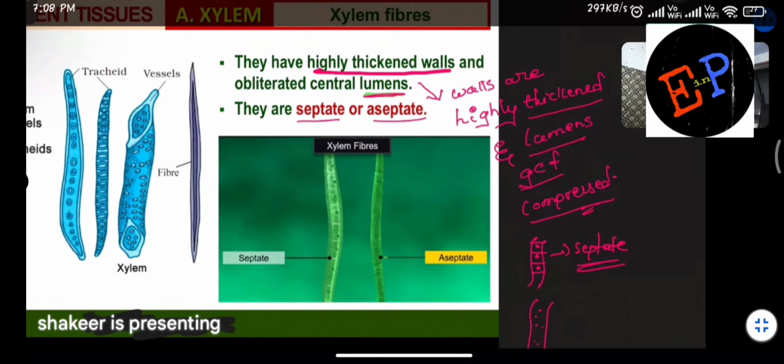Clear? So highly thickened walls are present. As a result, the lumens, meaning the gaps, the transport space present inside the xylem fibers, are highly compressed. That is what is called obliterated central lumens.